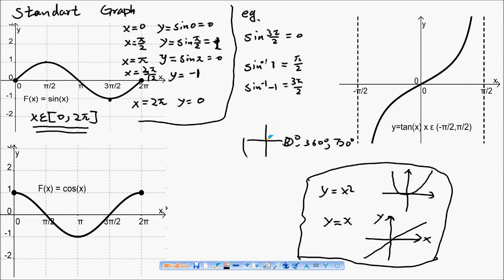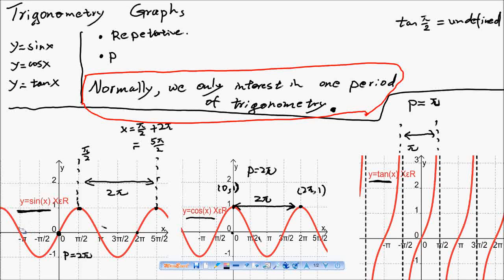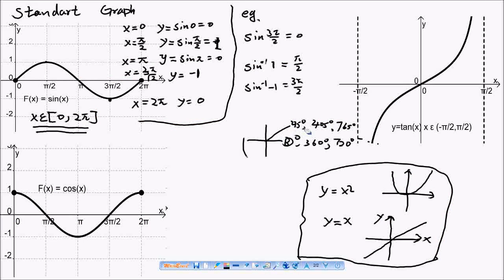same. For instance, if I draw a line there which is 45 degrees, it is the same line as 405 degrees and 765 degrees, and so on. This is because of the repetitive nature of the sine graph, tangent graph, and the cosine graph. We can use a unit circle like this, like I introduced before.